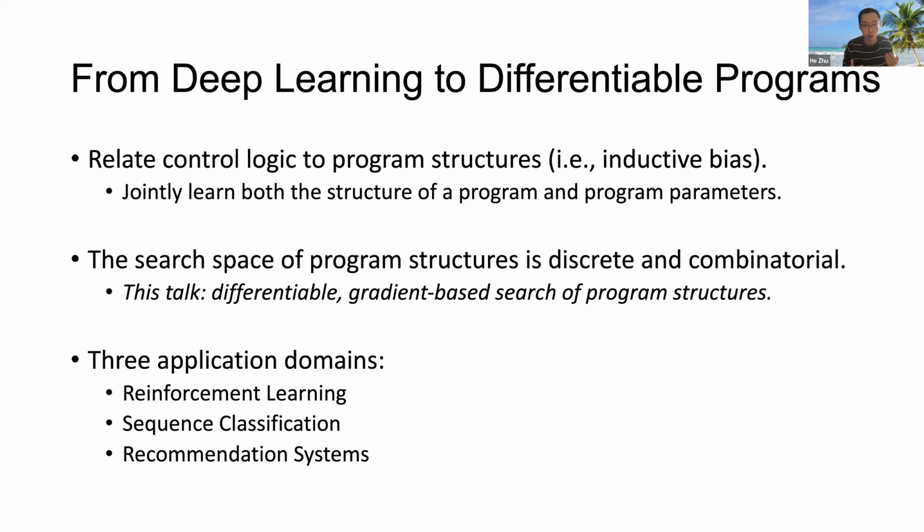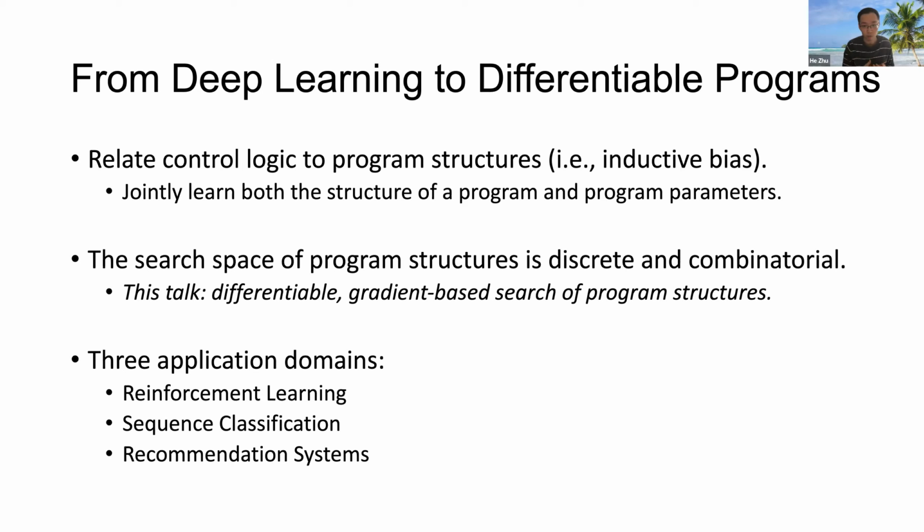Okay, but there's no free lunch. In order to get this level of interpretability, we must jointly learn both the program parameters and the program structure. So we cannot use a fixed neural network architecture for a collection of tasks. We must search the space of program structures to identify one structure that fits a particular task. The challenge here is that the search space of program structures is often discrete and combinatorial.